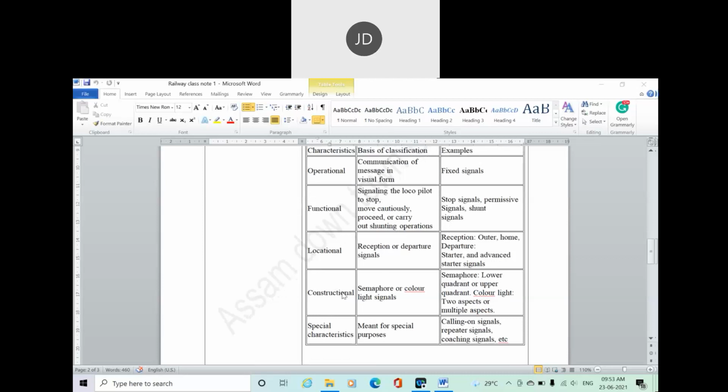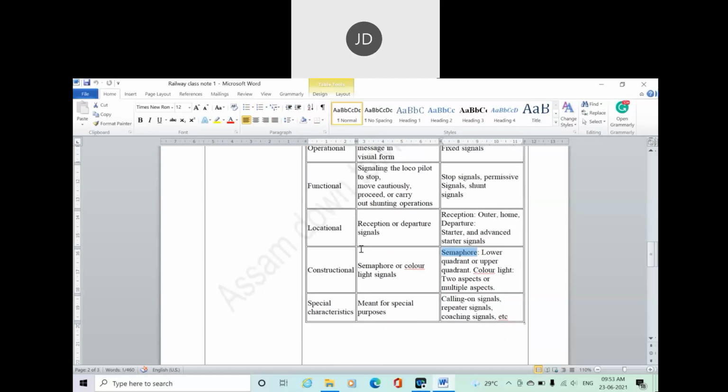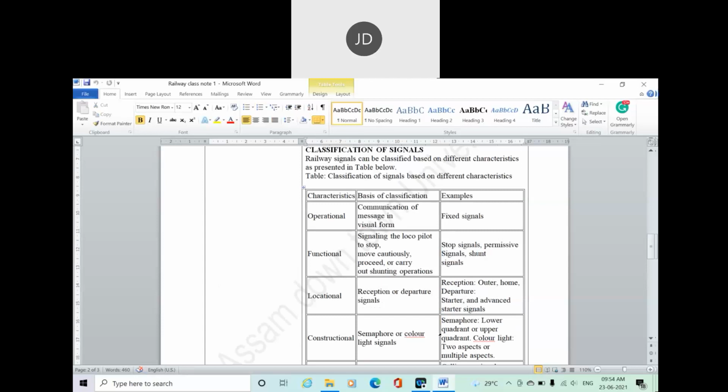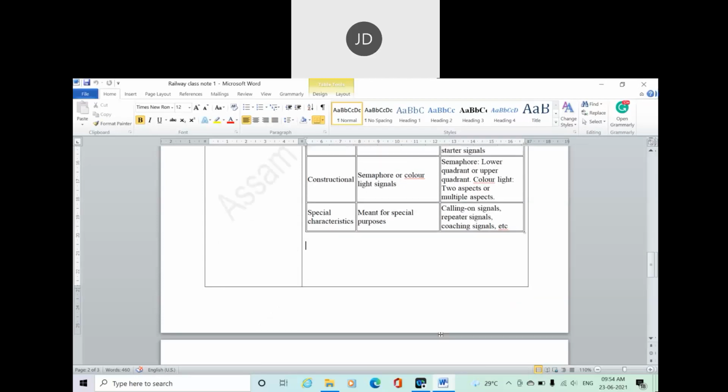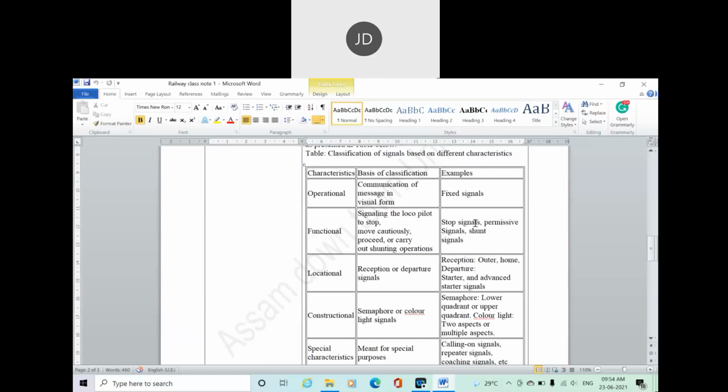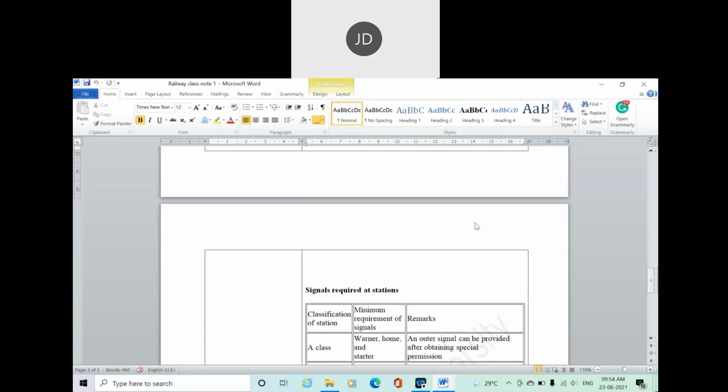Now let's discuss some objectives of signaling. We already discussed them, so let's go through a summary. The first objective is to regulate the movement of trains so that they run safely at maximum permissible speed. Suppose there is no provision of signaling. In that situation, there is a risk of increasing the speed of the train, and there will be uncertainty because you don't know what is coming on the track ahead. But with a proper signaling system, a loco pilot will be clear in mind that up to a certain distance there is no disturbance, and can increase the speed up to a certain limit.